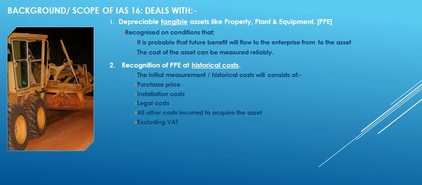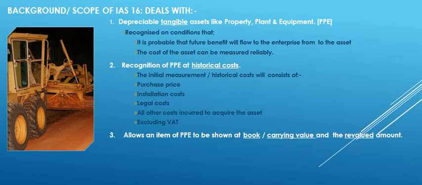VAT. Thirdly, the IAS statement allows an item of PPE to be shown at book value or carrying value, as well as the revalued amount on the financial statements. The carrying value of PPE will be calculated by deducting the total depreciation over the useful life of an asset from the historical cost.